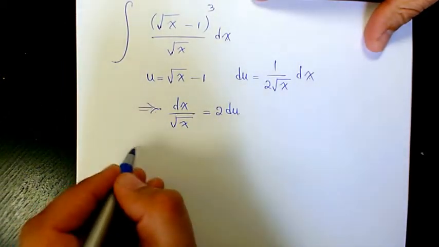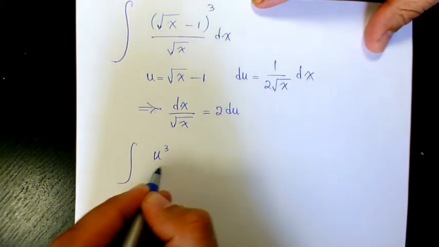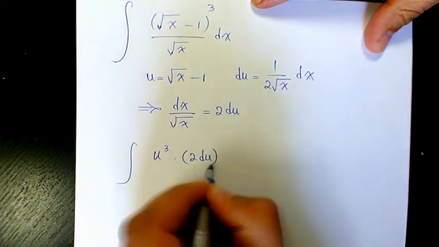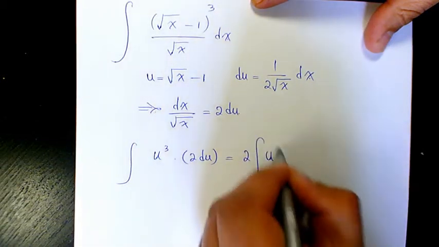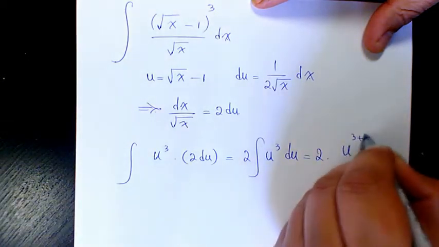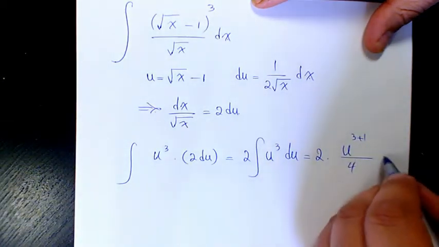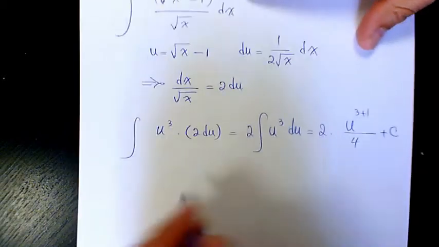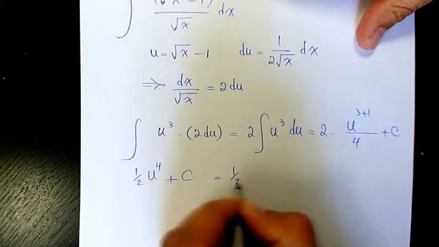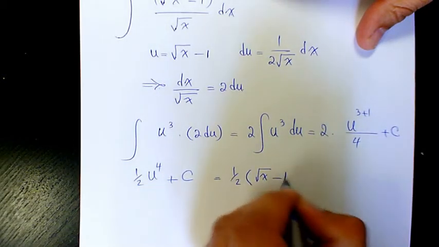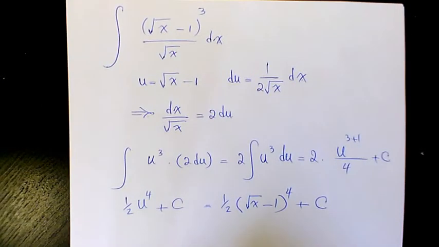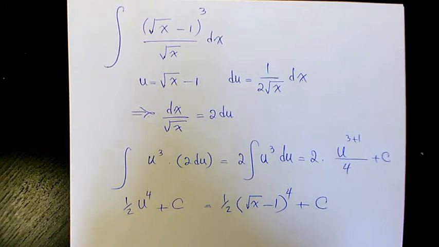So that's going to be u to the power of 3 times 2 du, which is going to be 2 integral of u cubed du. So it's going to be 2 times u to the power of 3 plus 1 over 3 plus 1, which is 4, plus c. So 1 over 2 u to the power of 4 plus c. So 1 over 2 root x minus 1 to the power of 4 plus c. That's going to be the final answer.